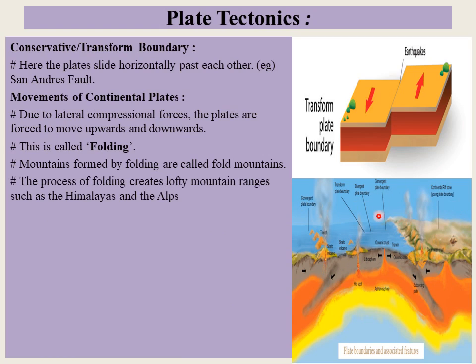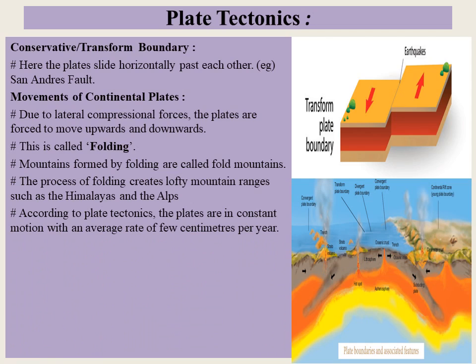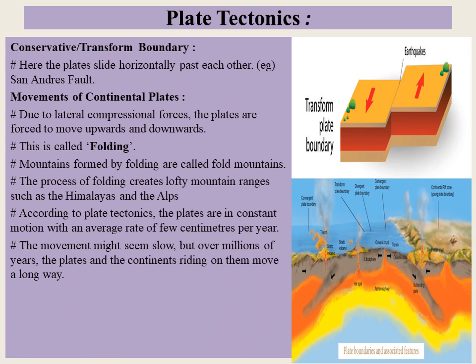Look at these pictures. The process of folding creates lofty mountain ranges such as the Himalayas and the Alps. According to plate tectonics, the plates are in constant motion with an average rate of a few centimeters per year. Every year, the continents move. The movement might seem slow, but over millions of years, the plates and the continents on them move a long way.